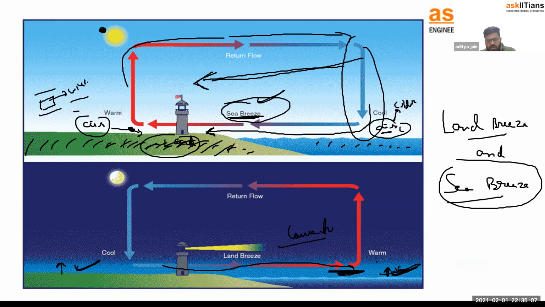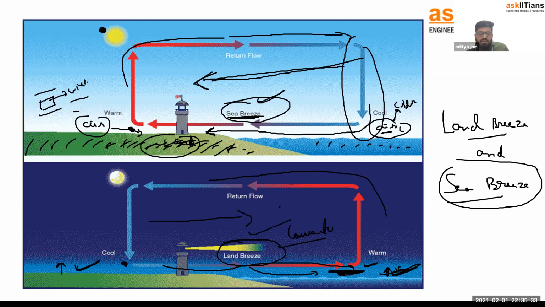Now the water is hot, so the air above the water is hot. It will move towards the colder air portion, and the colder air from the land will now move towards the water to get heated by the process of convection. So here what is happening? Colder air is moving from the land towards the sea. That's why it is known as land breeze.